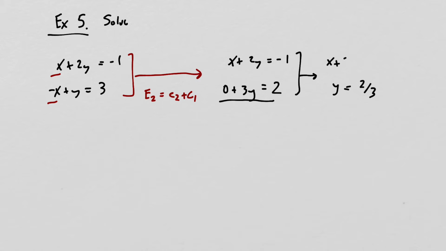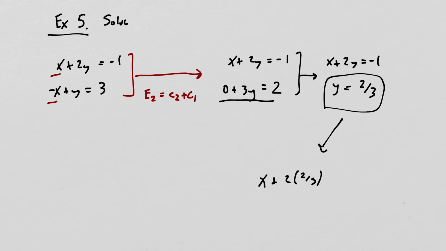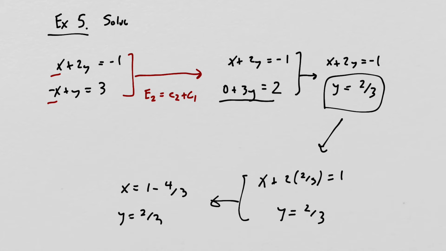Equation 1, we still have the same: x plus 2y is equal to negative 1. So now we know what our y is. Go ahead and plug that back into equation number 1. We'll get x plus 2 times 2 divided by 3 is equal to negative 1. Simplifying equation 1, we see that x is going to be equal to 1 minus 4 divided by 3, and y is still equal to 2 divided by 3.